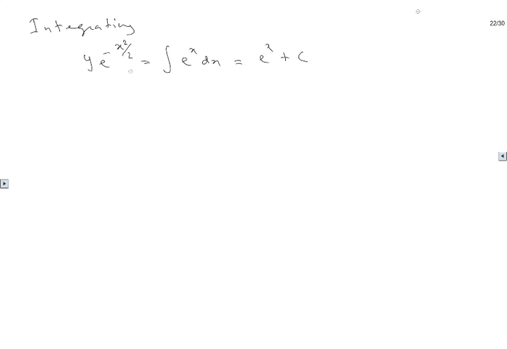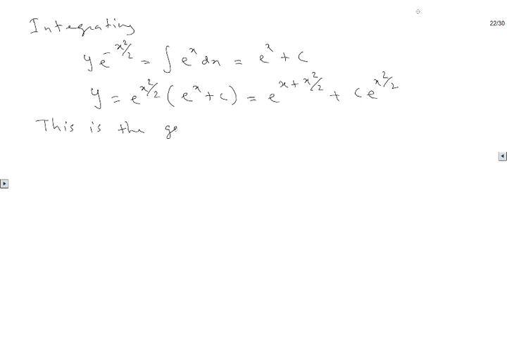Now we can divide by e to the negative x squared over 2. That means you multiply by the opposite sign. So it is y equal e to the x squared over 2. Dividing by that is multiplying by the opposite sign. Okay, that's why the negative becomes positive, and then e to the x plus c, and you can distribute this, so you're going to get e to the x plus x squared over 2 plus c e to the x squared over 2. Okay, now the only thing that you need to do is find the c, so we can do that using the initial condition. So that's the general solution.